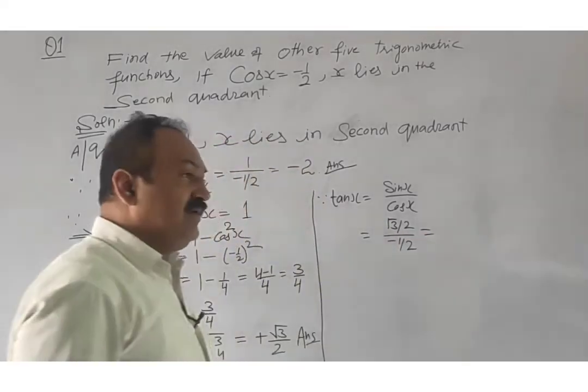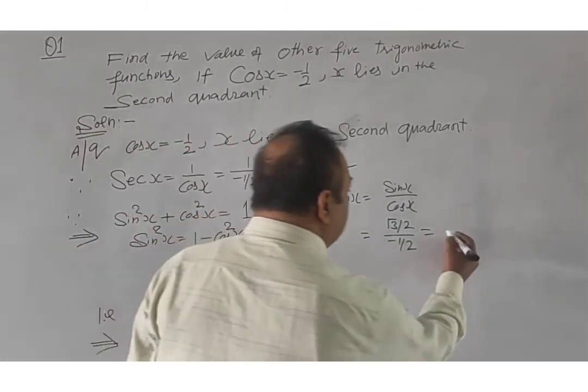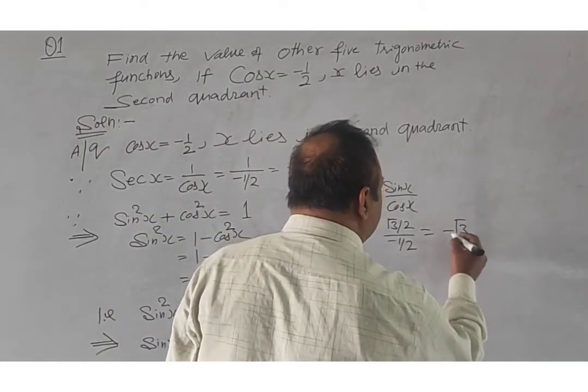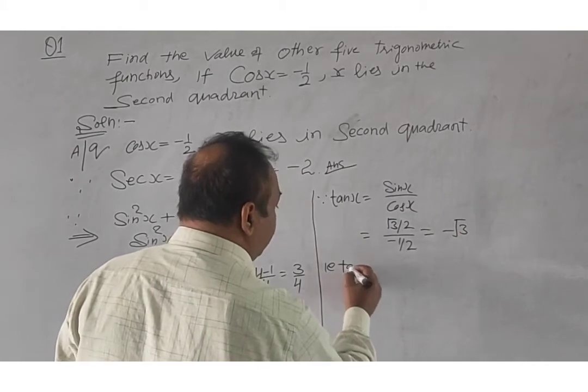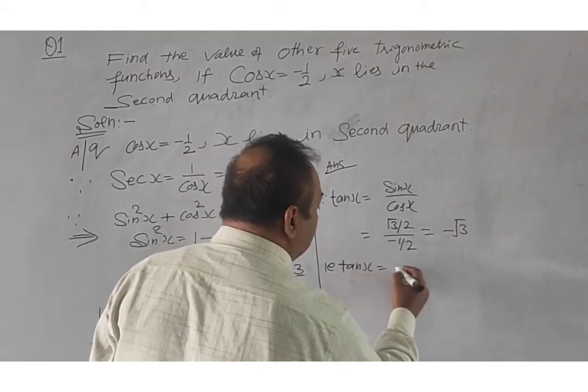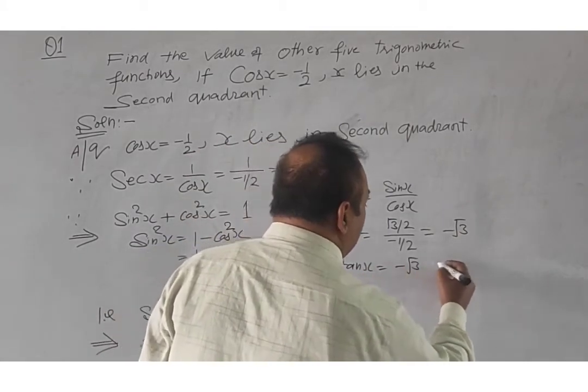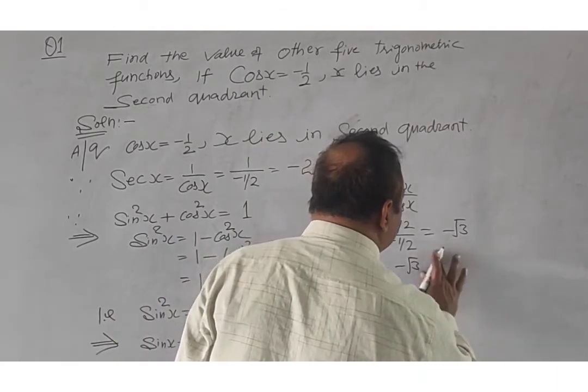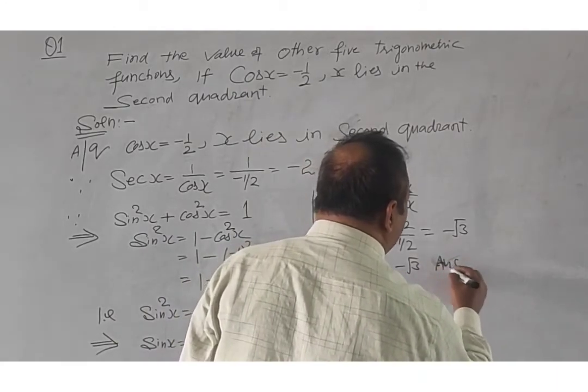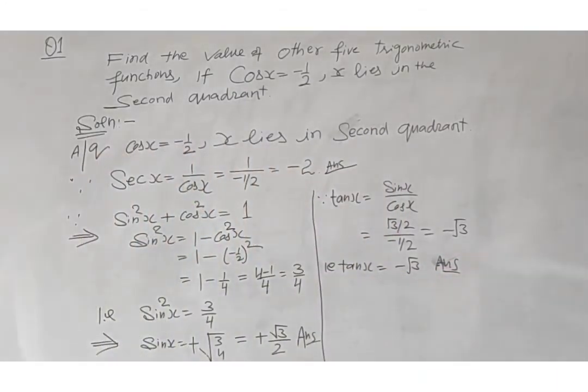Cutting the denominator, we get minus root 3. So tan x is equal to minus root 3. This is the answer, and the value of tan x is negative because x lies in the second quadrant.